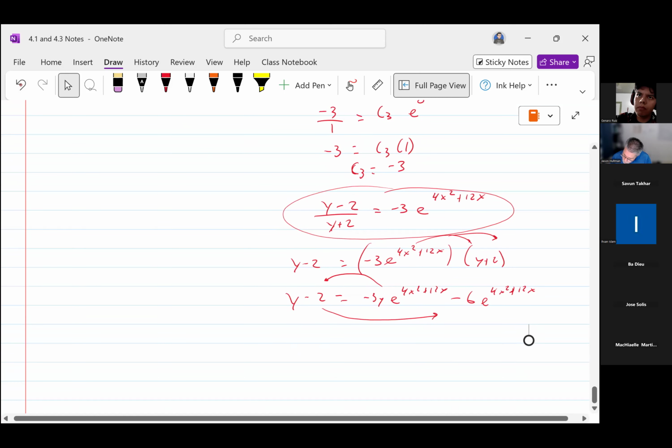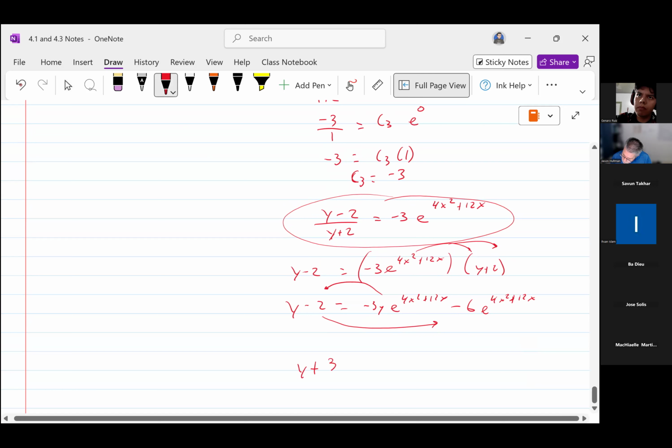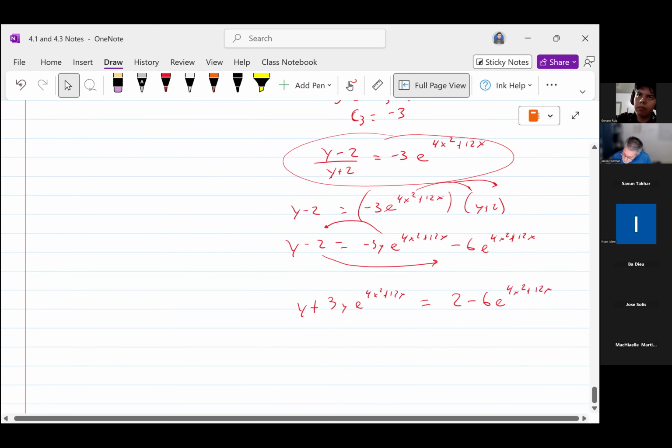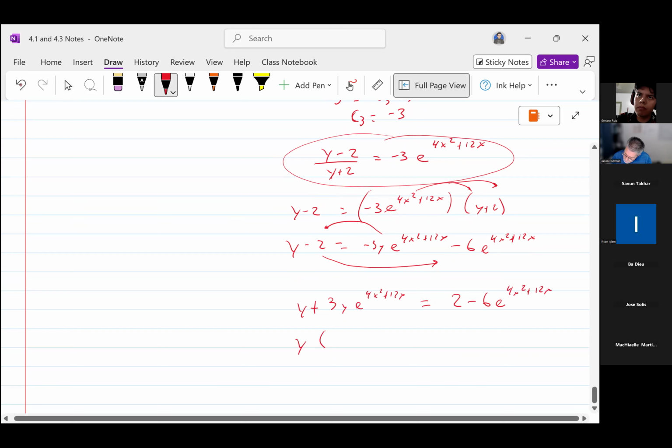We have y plus 3y e to the 4x squared plus 12x equals 2 minus 6 e to the 4x squared plus 12x. Now let's factor out a y. Y times 1 plus 3 e to the 4x squared plus 12x equals 2 minus 6 e to the 4x squared plus 12x. Divide both sides by 1 plus 3 e to the 4x squared plus 12x.